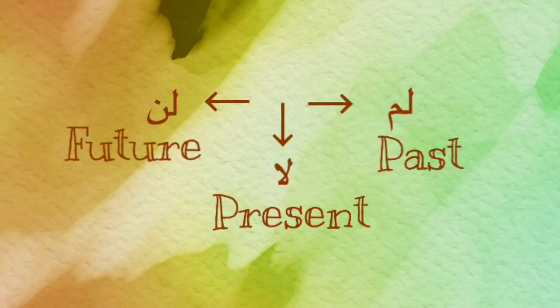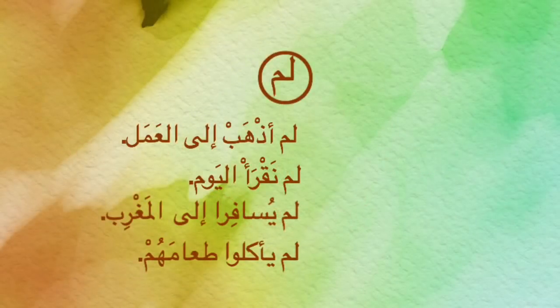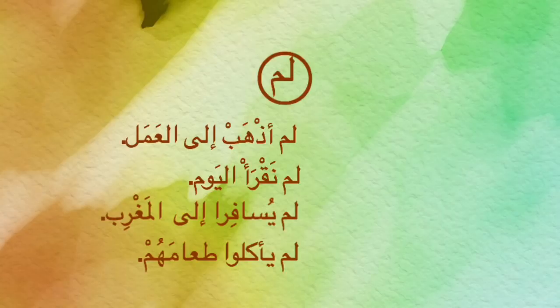Now I'm going to give you some examples to see how we can use these three words. So let's move on to the examples. Starting by the first word, which is lam, for the negation in the past. Let's read the first sentence. لم أذهب إلى العمل. I didn't go to work.